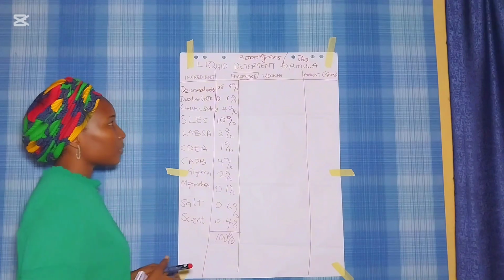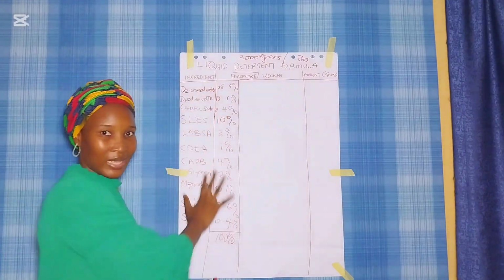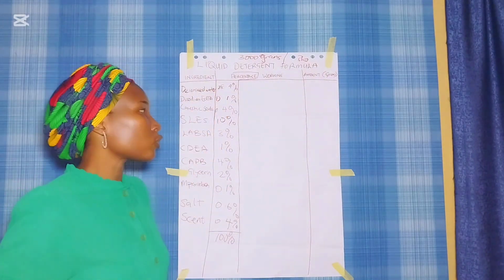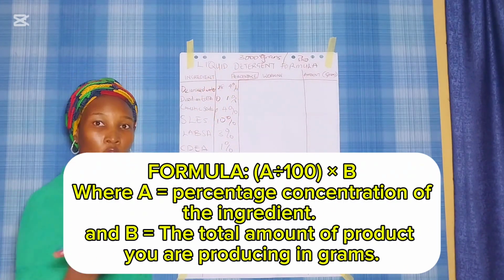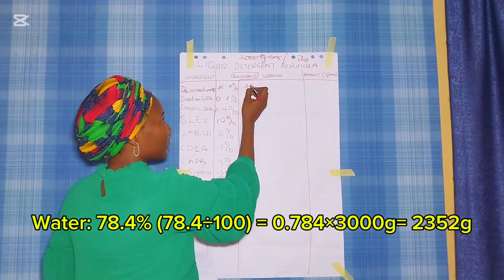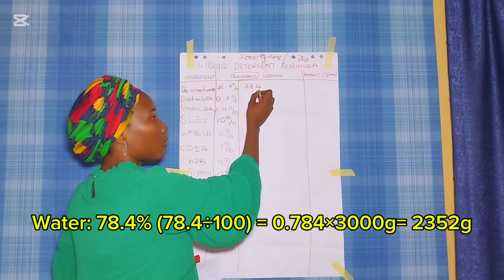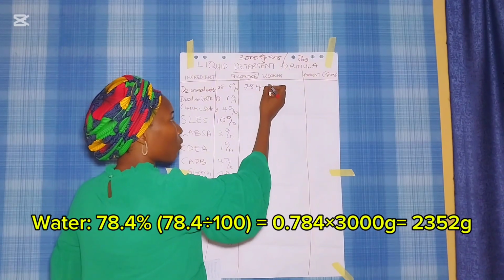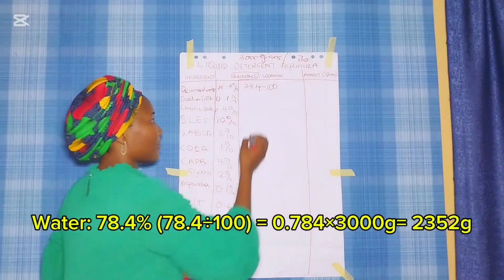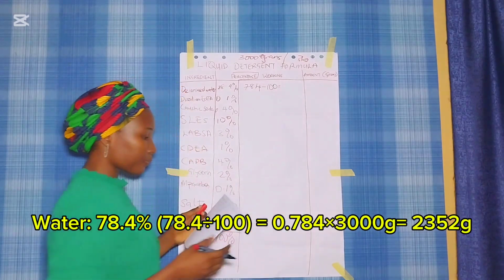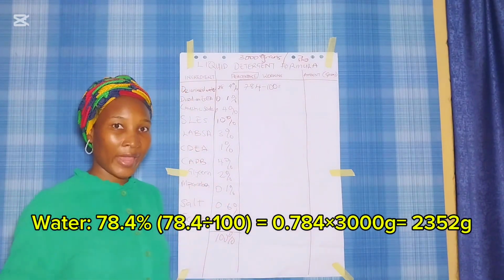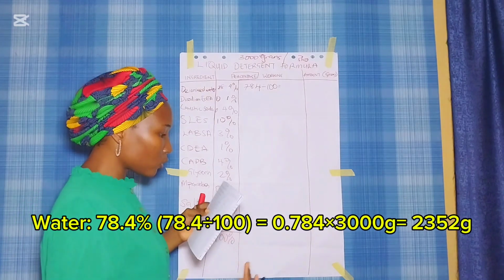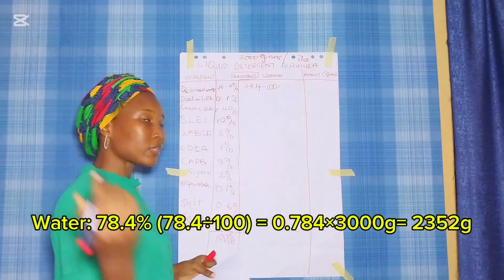Now, what we simply need to do is to say water, the amount of water that will be in 3,000 grams of this liquid detergent can be gotten by saying 78.4 divided by 100, which would give you what? 78.4% means 78.4 divided by 100, right? And that would give you 0.784.